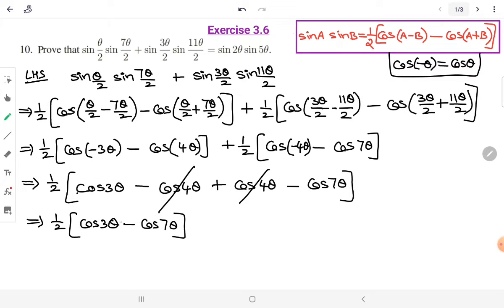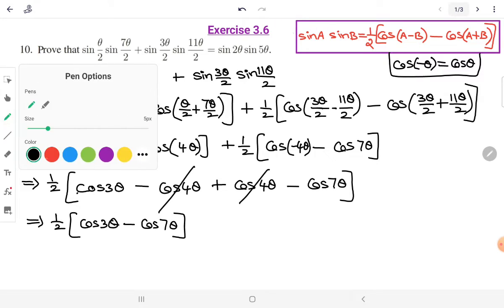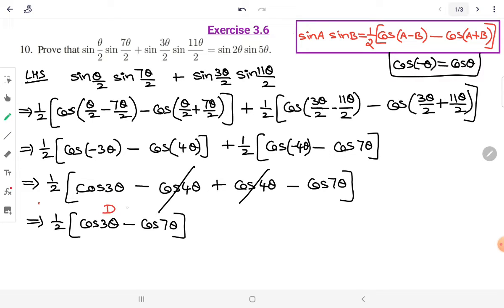So this is in the form of cos D minus cos C. So what is cos D minus cos C? I'll write the formula here. The cos D minus cos C formula is equal to 2 sin((C plus D)/2) into sin((C minus D)/2). This is the formula.